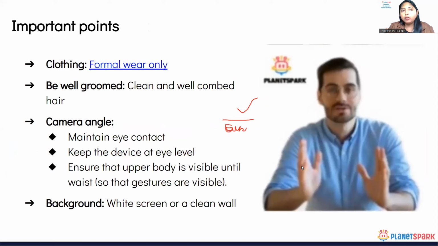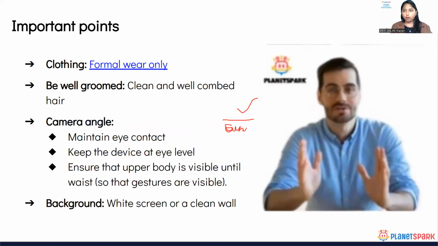Important points about mock: wear formal clothing, be well groomed, clean and well combed hair. Camera angle should be on the eye contact. It should have an eye contact. Keep the device at the eye level. Ensure that your upper body is visible until waist. But until waist is a little difficult. Even if half of your upper torso is visible, I think that would be fine. Make sure that your hand gestures are visible on the screen.